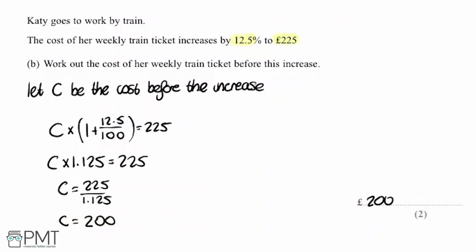So you get 1 mark here for your working, for dividing 225 by 1.125, then you get the second mark for the correct answer of 200.